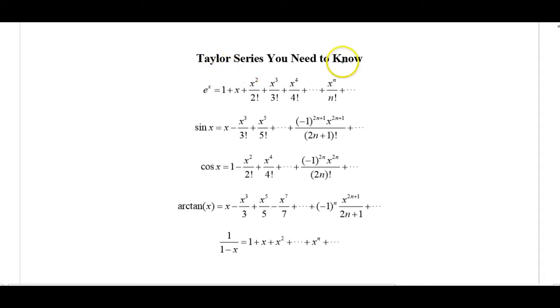Alright, so here are some Taylor series you need to know, and they're going to look really familiar because they're exactly the Taylor polynomials except that they are series, so they go on forever. So the Taylor series for e to the x is exactly 1 plus x plus x squared over 2 factorial and so on. So the general term is x to the n over n factorial, but this is a series, so this goes on forever. So the only difference between the series and the polynomial is that the series is infinite.